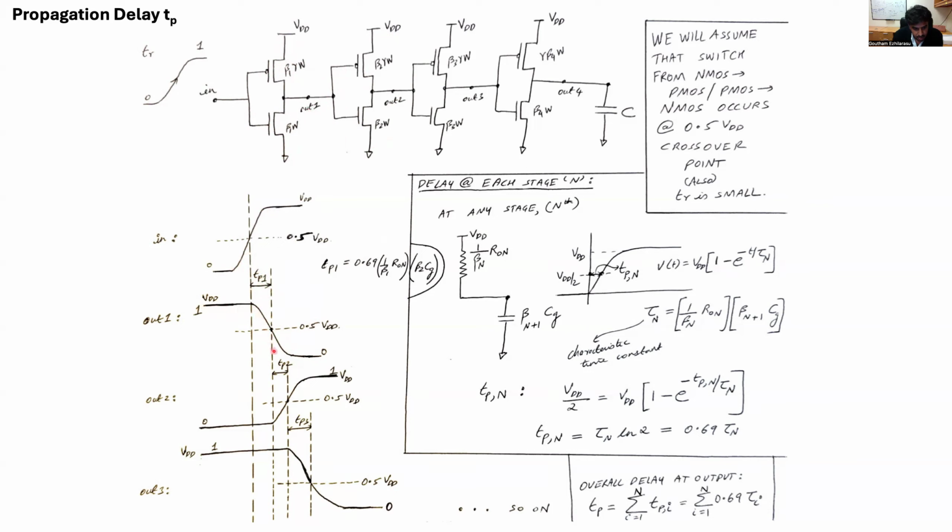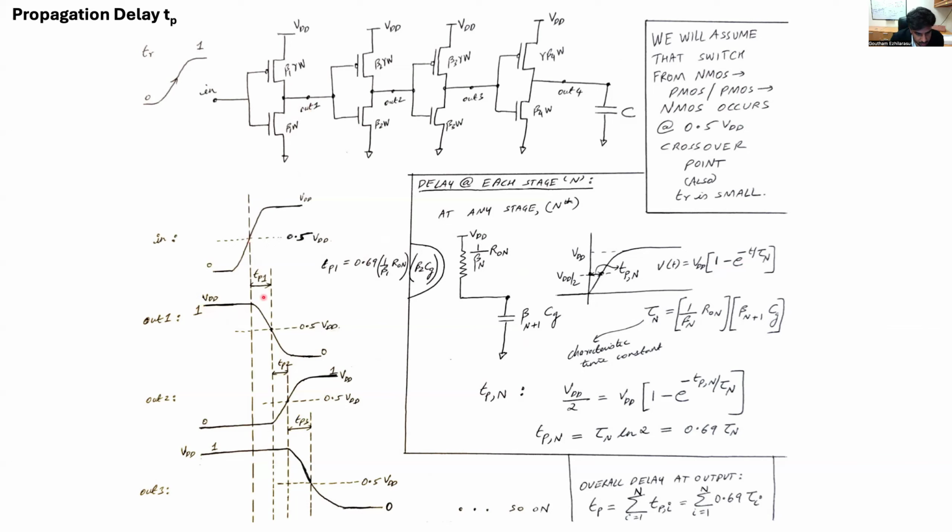The reason why these propagation delays add up is because we are assuming that exactly when the signal transitions 50% VDD is when the inverter switches from one state to the other. So for example, say the inverter was initially pulling low, that is the output was connected to ground through the NMOS. Then we assume that the output will be pulled high, or the PMOS will be turned on, only when the input transition has crossed VDD over 2. Only then we assume that switching happens.